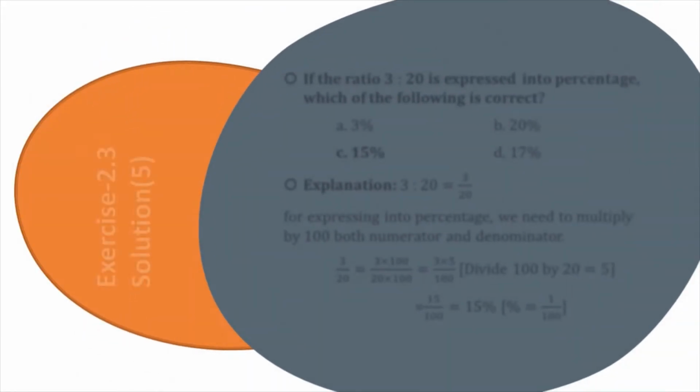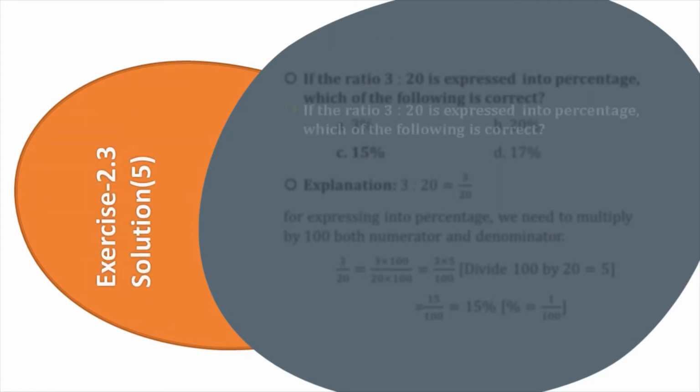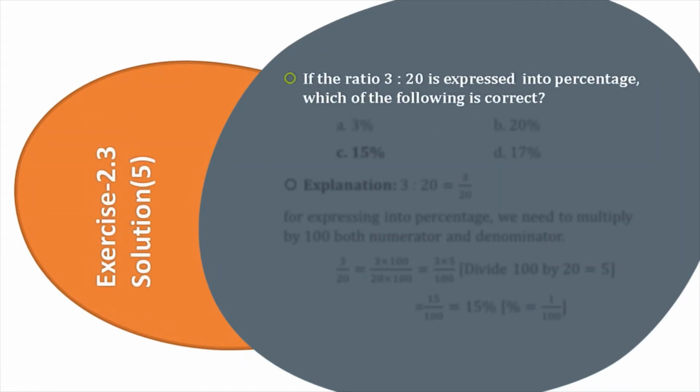Let us see solution number 5. In the ratio 3:20 is expressed into percentage, which of the following is correct? That is our question. Let us see the options. 3%, 20%, 15%, 17%. The answer will be the marked part, 15%. Let us see the explanation how we get this answer.